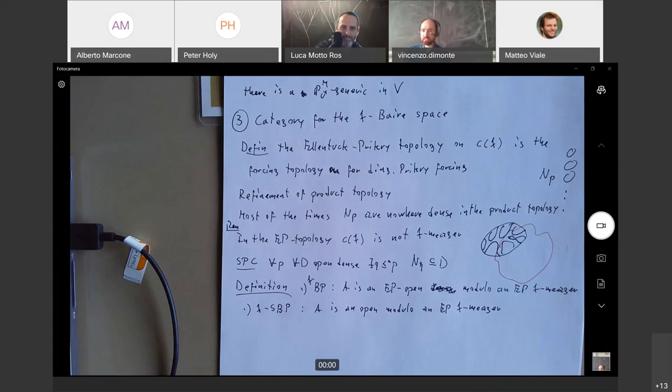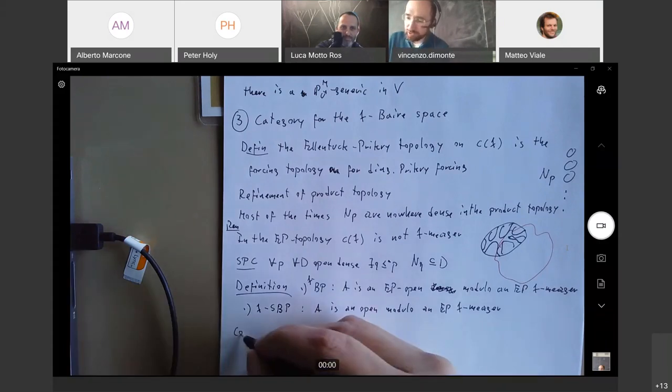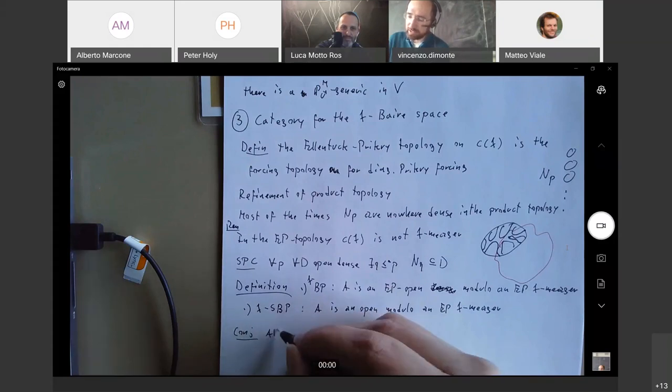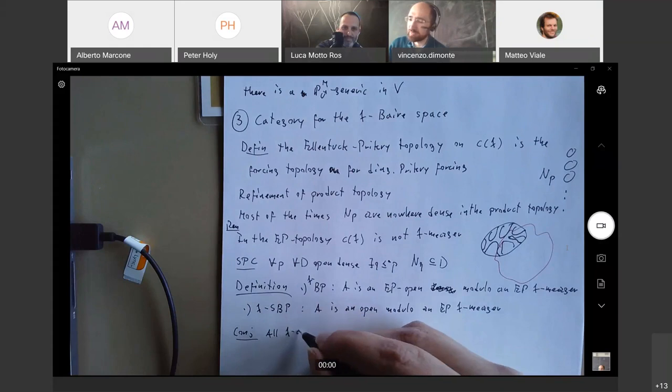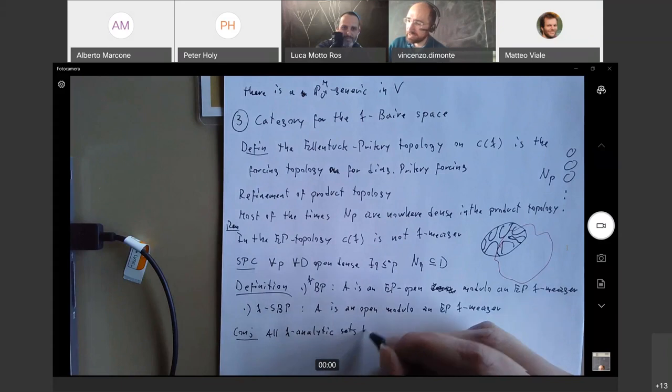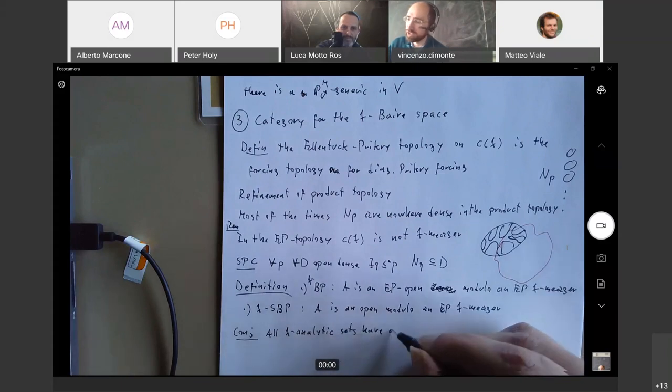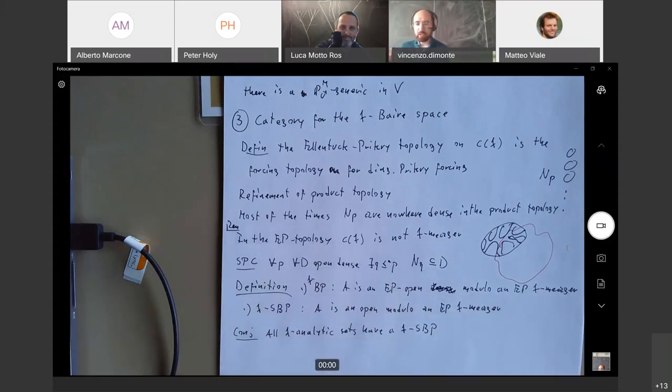So the conjecture is that all lambda analytic sets, I think I proved it, but I don't want to announce it. So now it's kind of a conjecture. The lambda strong Baire property, actually, I can prove it. It has the strong Baire property, but I cannot prove directly that it has the Baire property, because they are analytic for the product topology, not for the AP topology.